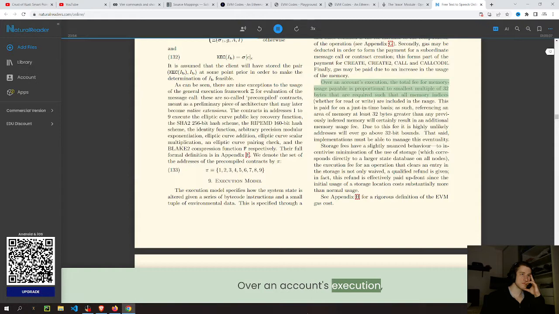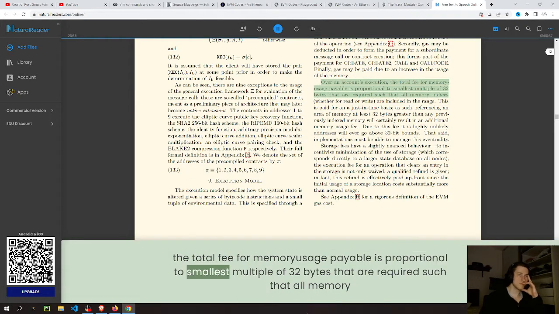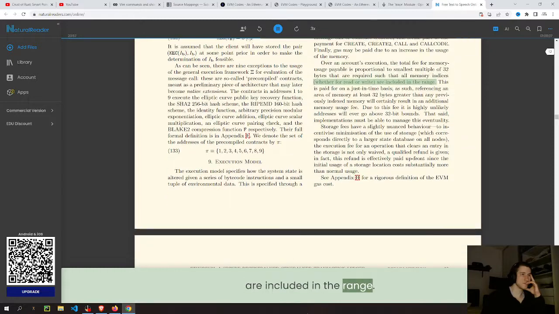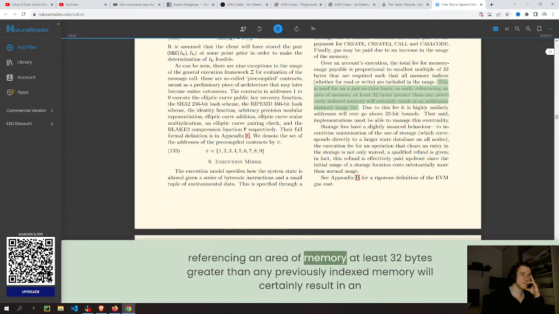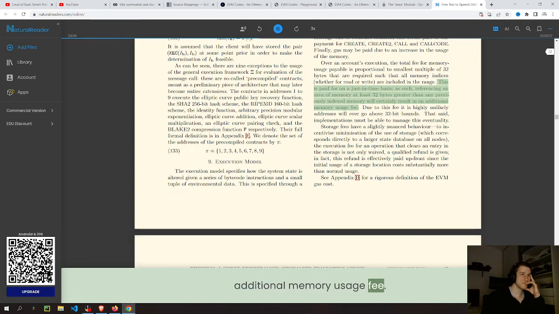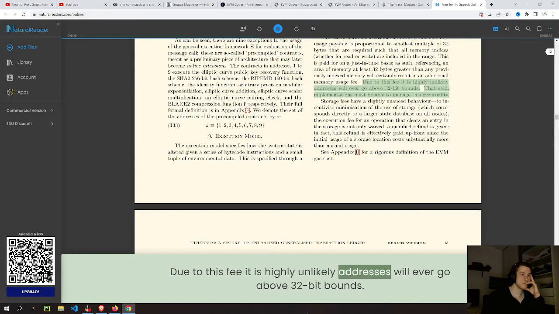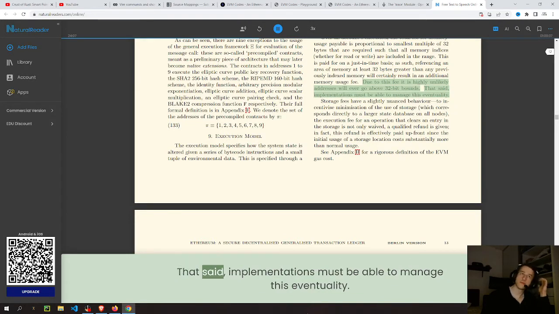Over an account's execution, the total fee for memory usage payable is proportional to the smallest multiple of 32 bytes that are required, such that all memory indices are included in the range. This is paid for on a just-in-time basis. As such, referencing an area of memory at least 32 bytes greater than any previously indexed memory will certainly result in an additional memory usage fee. Due to this fee, it is highly unlikely addresses will ever go above 32-bit bounds. That said, implementations must be able to manage this eventuality.